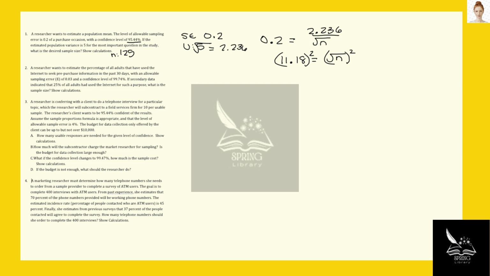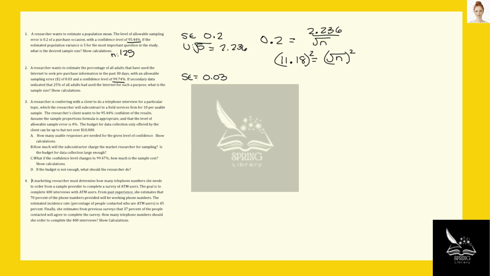A researcher wants to estimate the percentage of all adults that have used the internet to seek pre-purchase information in the past 30 days with an allowable sampling error of 0.03. Confidence level is 99.74%. If a secondary data indicated that 25% of all adults had used the internet for such a purpose, what is the sample size?